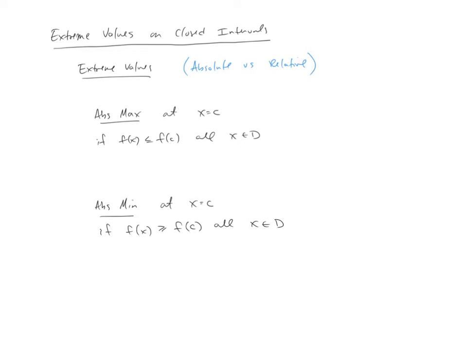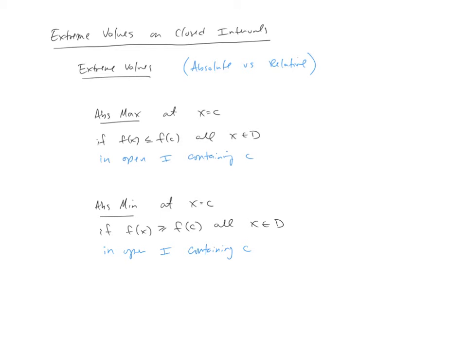Now, relative max and min really doesn't change a whole lot. We're going to keep these same definitions, but we're going to add in an open interval I containing c. Same thing down here, in an open interval I containing c. What this does now is not only does it use the word open, which is interesting considering I just mentioned how important closed was. We'll get back to that.